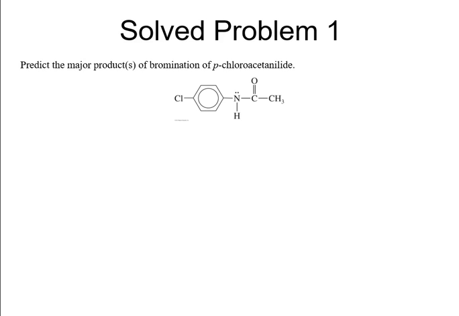So here's a solved problem. Predict the major product of bromination of para-chloroacetanilide. Okay, see, even I have trouble saying these things. Acetanilide. All right, so we are brominating this compound. So Br2 with FeBr3. Okay. What type of directing group is this? Okay, this is an ortho-para.